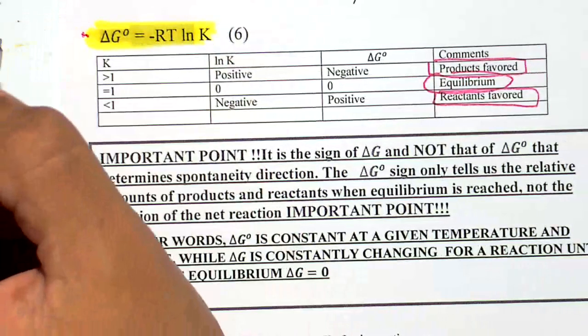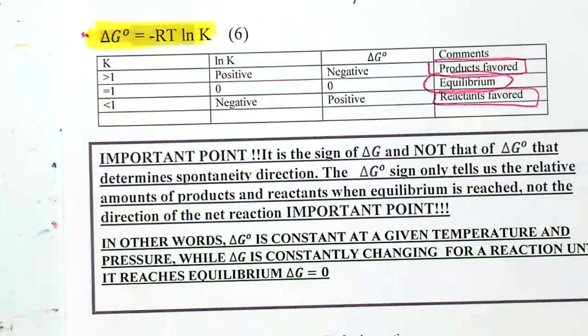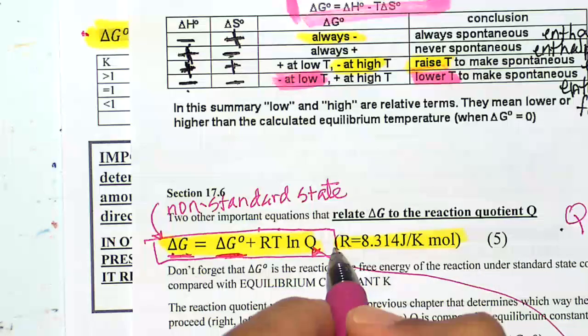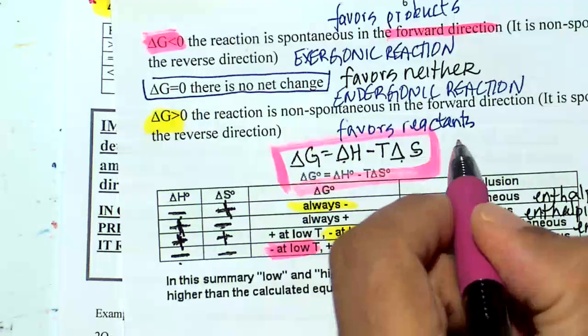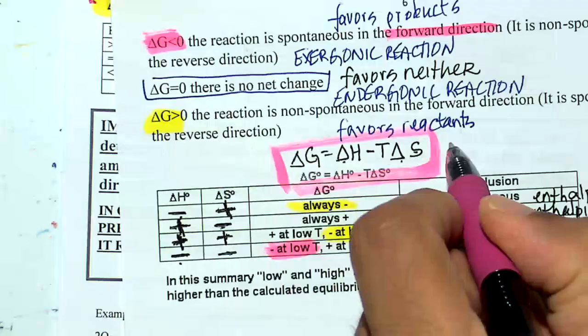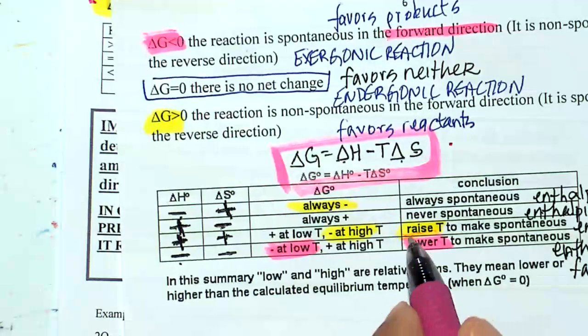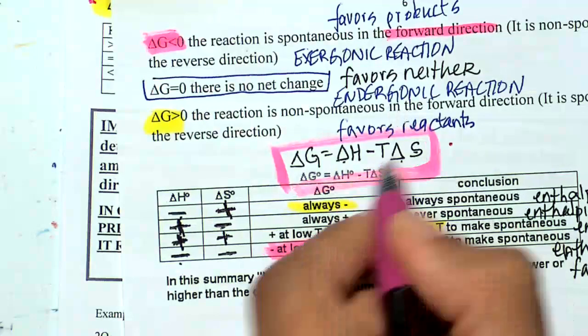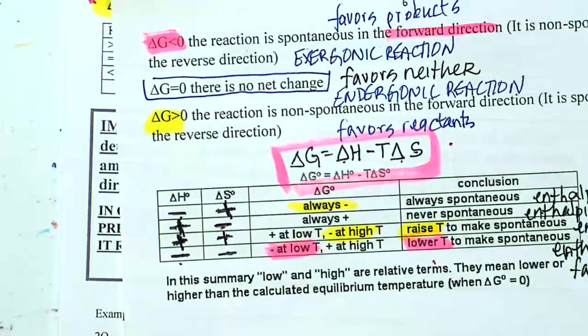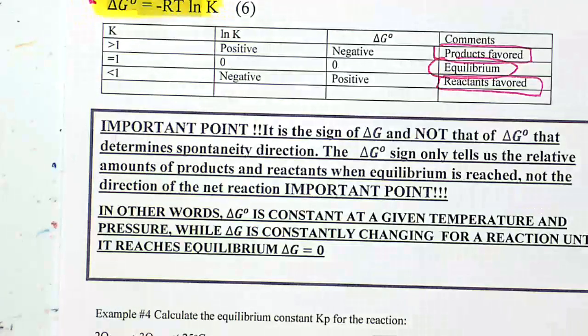So that is one equation here, and then this is the other equation that tells us which way the reaction will shift to get to equilibrium. And this equation here will tell us if the reaction is enthalpically or entropically favored, and whether we've got to raise the temperature or lower the temperature to get our products.